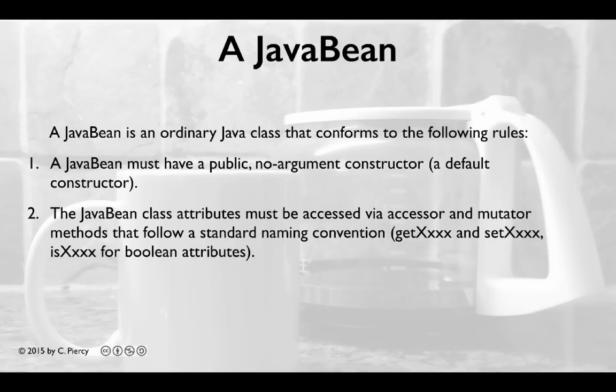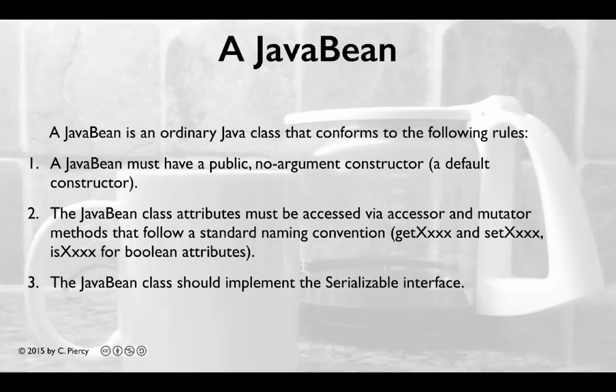2. The JavaBean class attributes must be accessed via accessor and mutator methods that follow a standard naming convention, namely get and set, or is for Boolean attributes. This allows frameworks to automate operations on attribute variables. And 3, the JavaBean class should implement the Serializable interface. This allows Java applications and frameworks to save, store, and restore the JavaBean state.